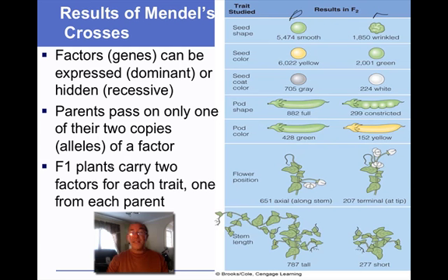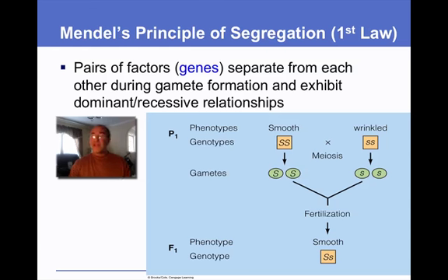The F1 plants then carry 2 factors for each trait, or 2 alleles for each trait, one from the male parent and one from the female parent. So from this, Mendel produced what we call Mendel's first law, which is the principle of segregation. And it says that the pairs of genes separate from each other during gamete formation. In other words, alleles separate during gamete formation. And on this diagram we can see here are two alleles.